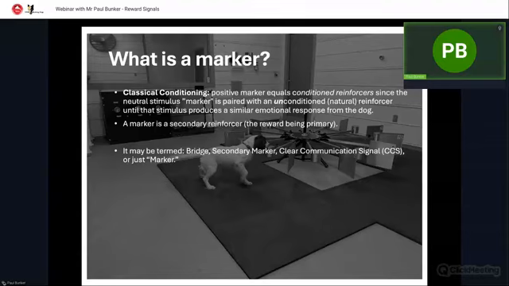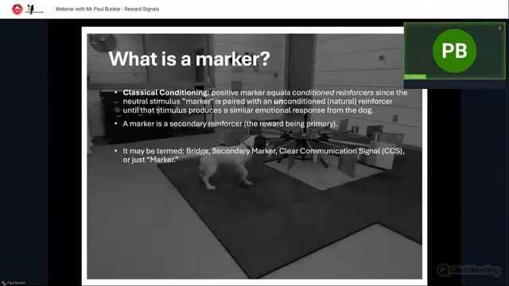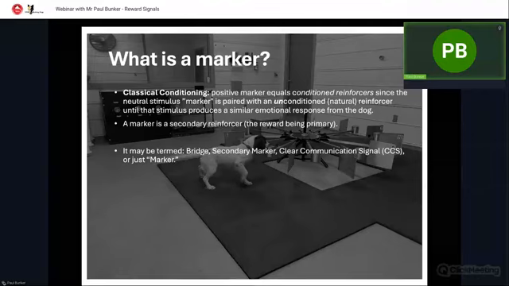So there is science behind this. There's obviously a lot of science speak there. But if we talk about it in basic dog training terms, it's something which indicates to the dog that the behavior you desire has been achieved, and now you are going to receive a reward.